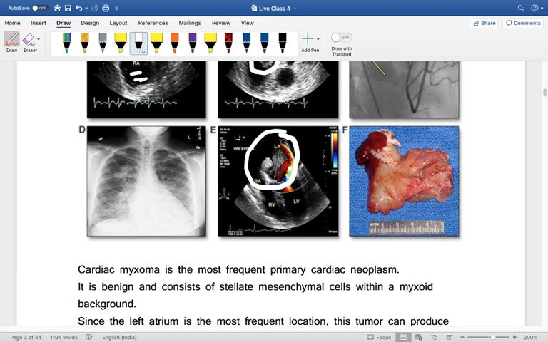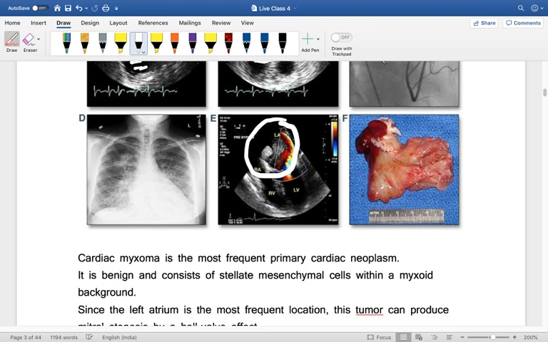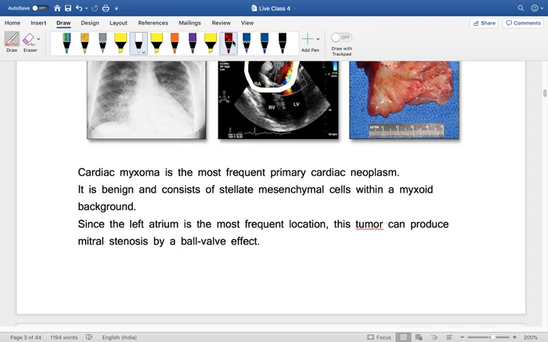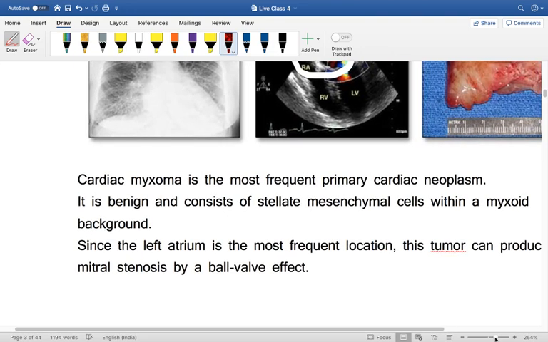What is this mass we are talking about? It is the cardiac myxoma, doctor. Cardiac myxoma. Now, one thing about cardiac myxoma, one of the favorite MCQs of the examiner is most frequent primary cardiac neoplasm. If the examiner asks, what is your answer? Cardiac myxoma. It is benign.